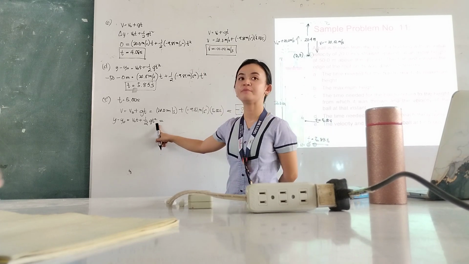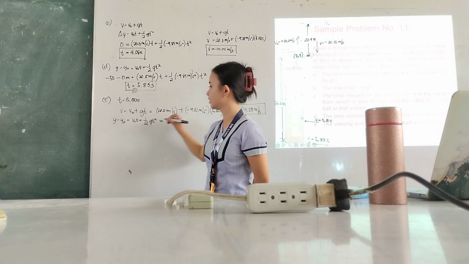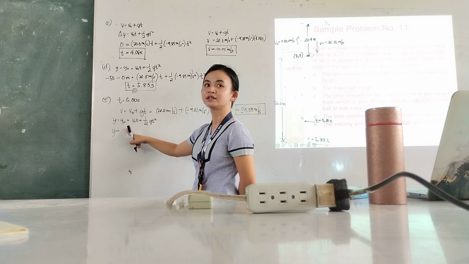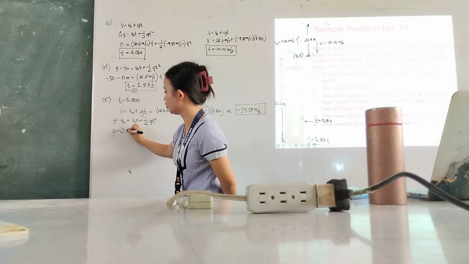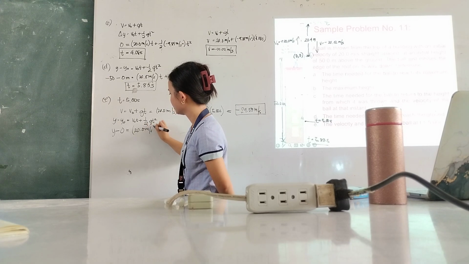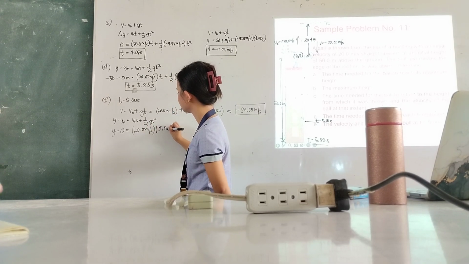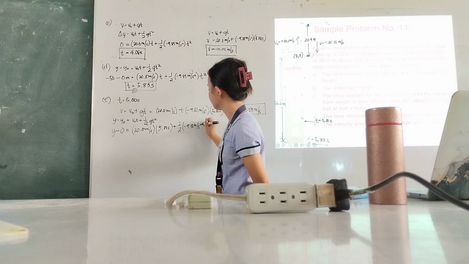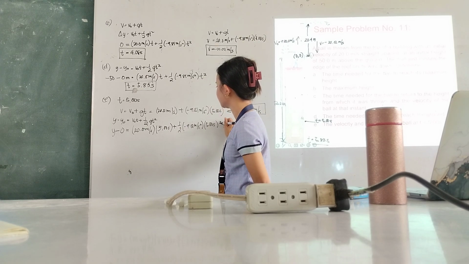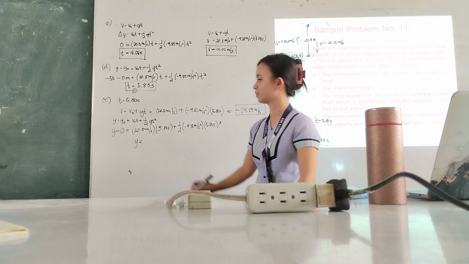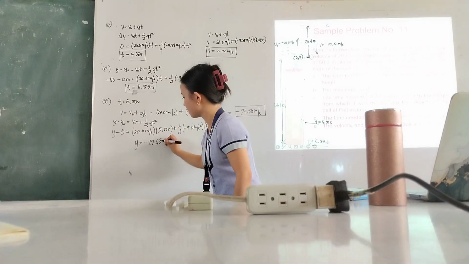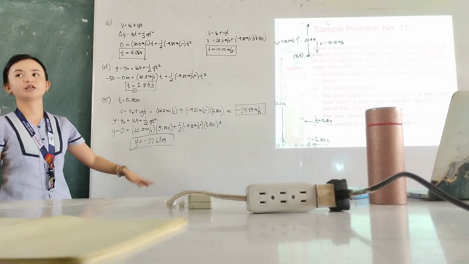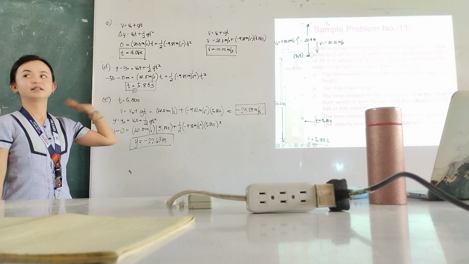And for position at time 5 seconds. So we have y minus initial, zero. V sub O, 20, time 5 seconds, plus 1/2 negative 9.81 times 5 seconds squared. Y equal to negative 22.63 meters.